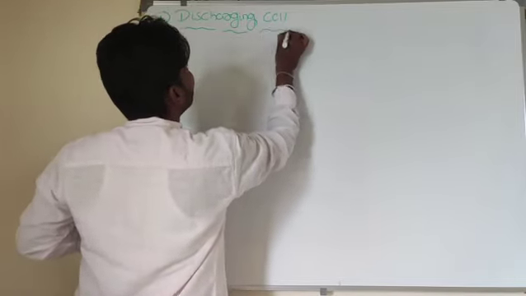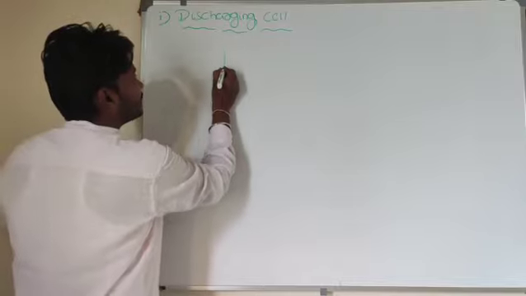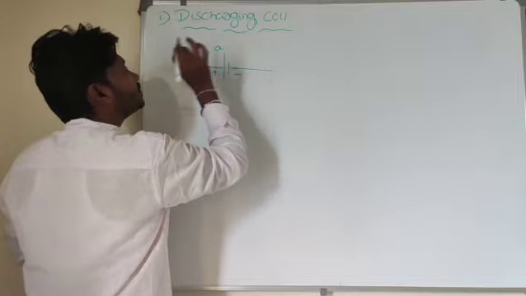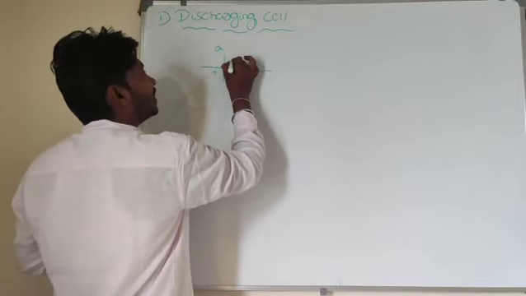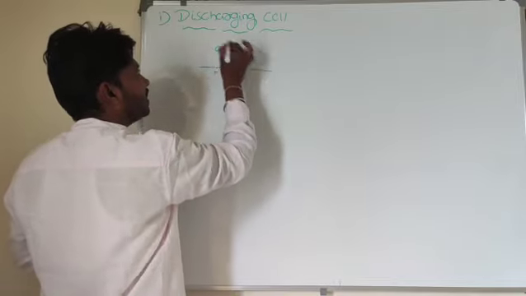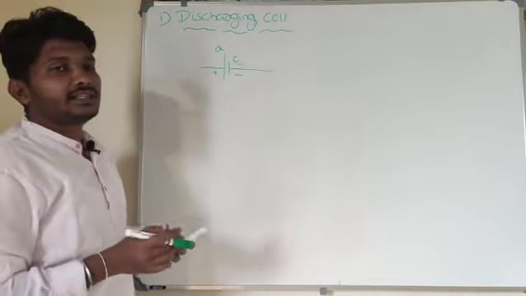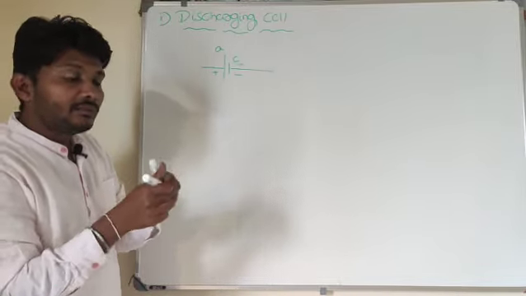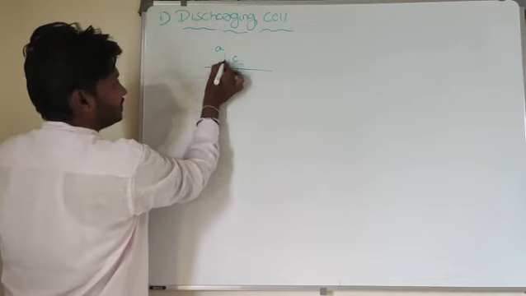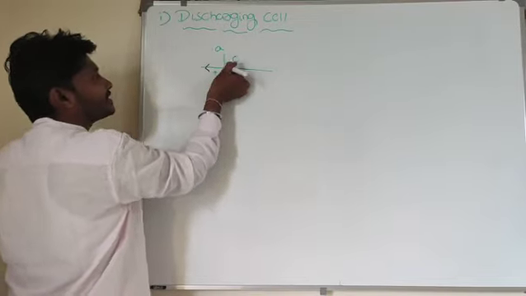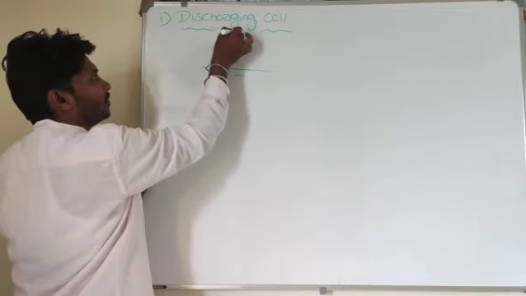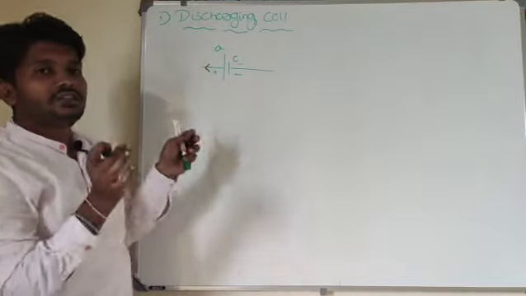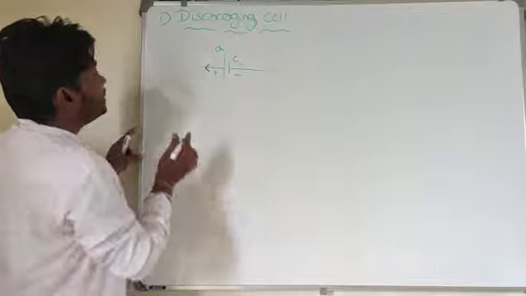What do we mean by the discharging cell here? For example, a cell consists of two terminals, one positive, another one negative. Positive I can take as anode and negative I can take as cathode. Look here, in the case of the discharging cell, current flows from the cell to the circuit. This is the cell, so current will flow from the cell to the circuit, whatever the bulb or resistance element you consider.